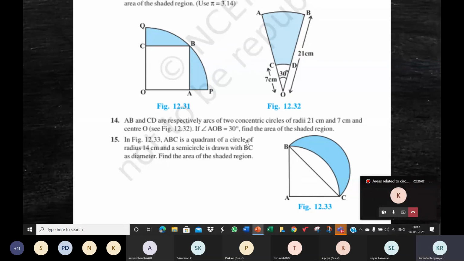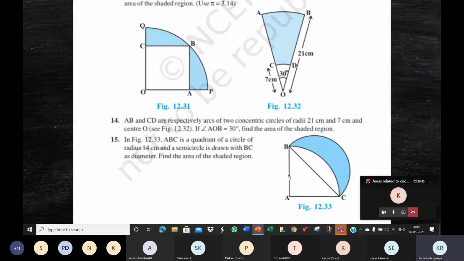Now, ABC is a quadrant of a circle of radius 14 centimeters, and a semicircle is drawn with BC as diameter. See, this is the diameter BC, and this is a semicircle drawn with BC as diameter. So this is the quadrant ABC. This is the arc of the quadrant.